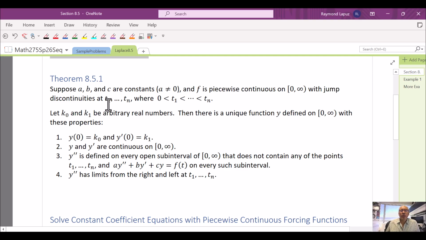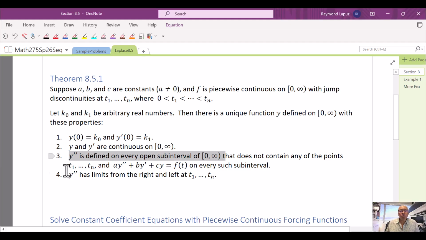All right, here's a theorem that says a, b, and c are constants, and you have a function f that's a piecewise continuous function with a finite number of discontinuities, and then k naught and k1 are arbitrary real numbers. Then you let k naught and k1 be your initial values, and you will be essentially guaranteed y and y prime to be continuous solutions. y double prime will be defined on open intervals that don't contain any of those endpoints, so it might be discontinuous by the time you get to y double prime.